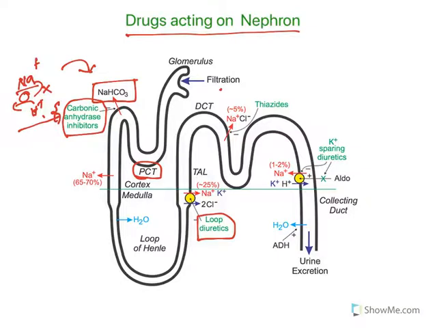I told you at this loop you have sodium potassium chloride symport is there. Loop diuretics will inhibit this pump and cause the secretion of sodium, potassium and chloride. Similarly, in distal convoluted tubule, thiazide diuretics will act, which will inhibit the import of sodium and chloride. Once it is inhibited, sodium chloride will not be reabsorbed, rather they will be going out of the body.